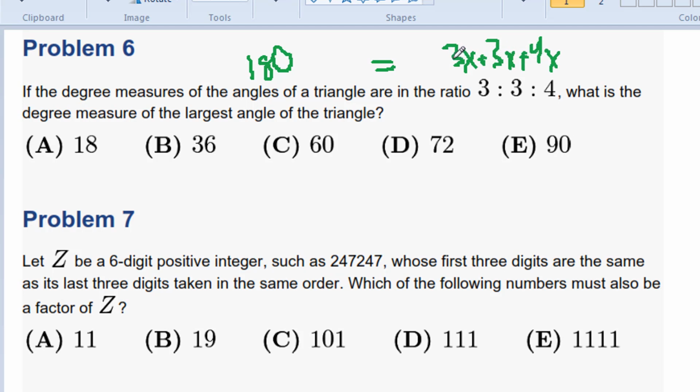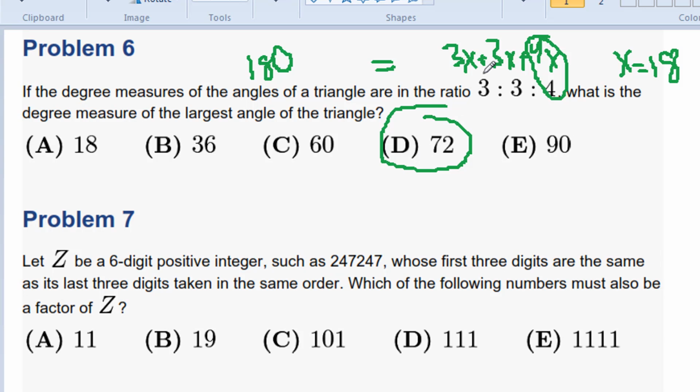So 180 equals the sum of these three angles. So we have 10x equals 180. X equals 18. That means the largest angle is going to be 4x right here. 4 times 18, we should know it's 40 plus 32. It's 72.